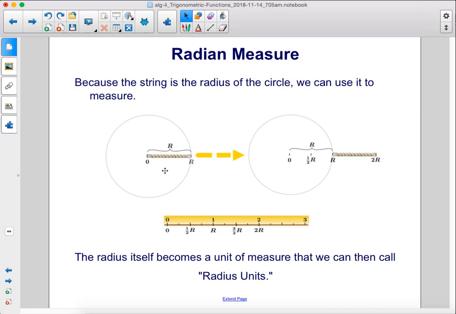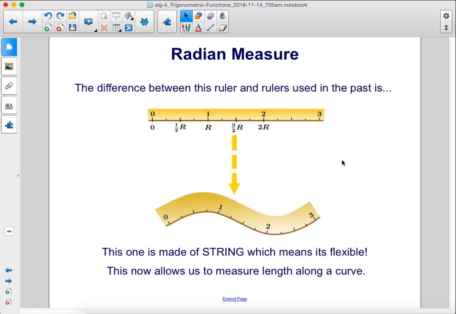Because the string is the radius of the circle, we can use it to measure. So the radius itself becomes a unit of measure that we can then call radius units. The difference between this ruler and rulers that we've used in the past is that this one's made of string, which means it's flexible. This now allows us to measure length along a curve.